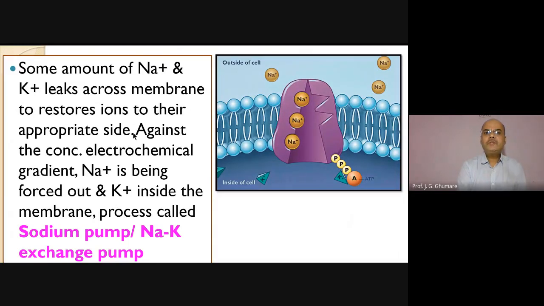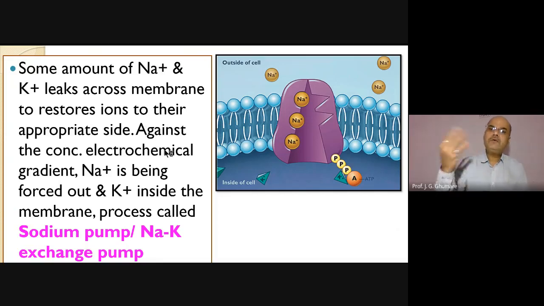Now, we have a pump here, because some amount of sodium and potassium leak across the membrane, and the pump restores the ions to their appropriate side. See here, I'm showing the membrane. This is the sodium present outside, this is the potassium present inside, and with ATP, adenosine triphosphate, we have the pump taking place here to maintain the sodium positive ion outside, while some sodium and potassium keep on leaking across this particular membrane.